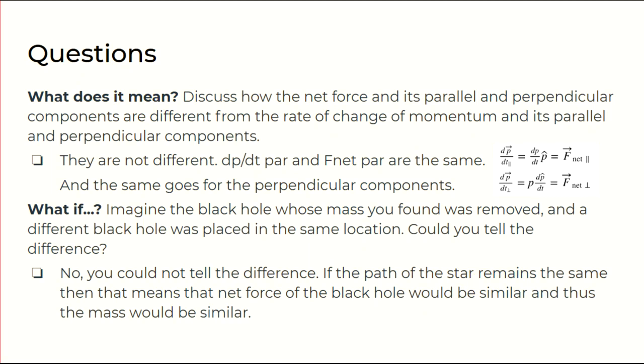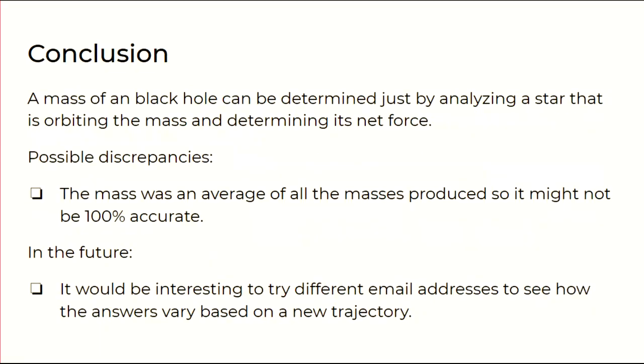And the second question asks if the mass of the new black hole, if a new black hole is placed into the same location without changing the motion of the star, would it be different? And the answer is no, they would not be different. They would have the same mass because the trajectory of the star was unchanged.